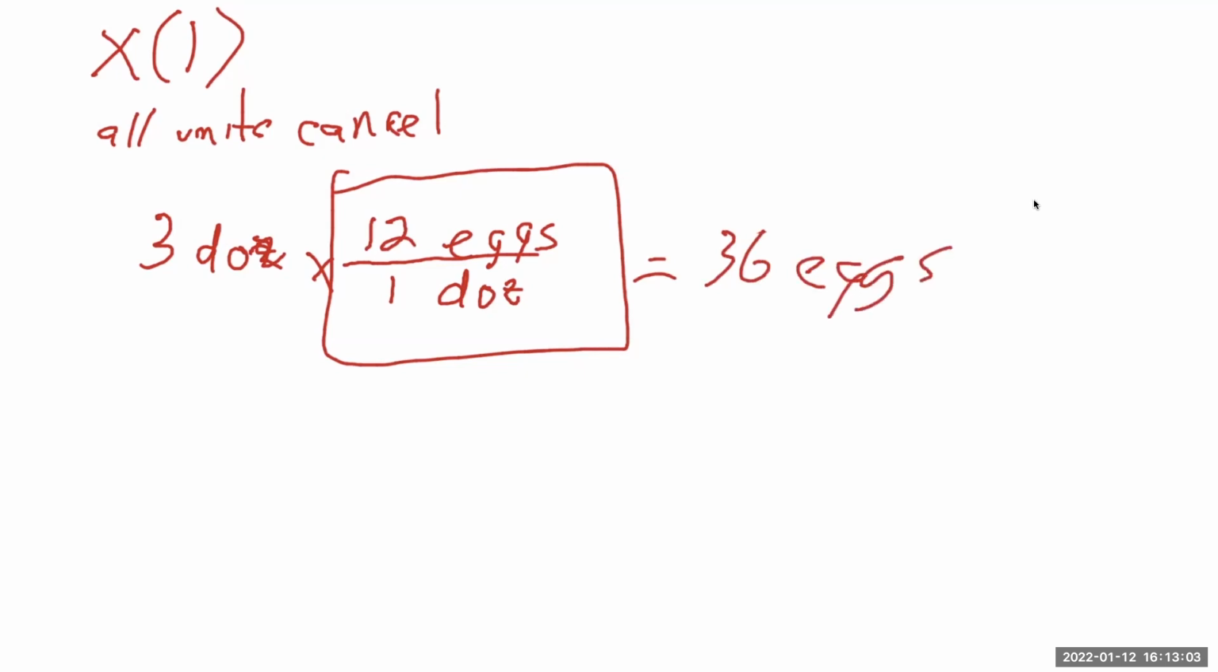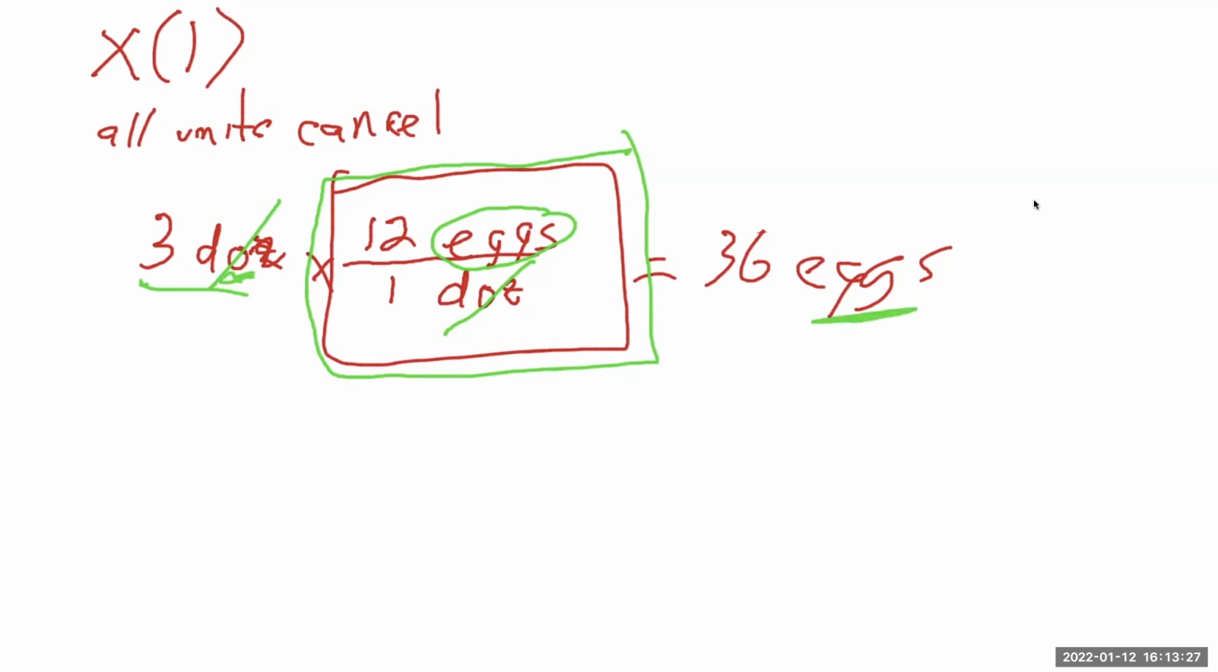I know you can do it in your head, but that's how we do it. You write down what you're starting with, 3 dozen. Draw a line, and then dozen on the bottom, so the dozens cancel, and you're left with eggs. And this unit here has to equal 1. 12 eggs equals 1 dozen eggs. It's the exact same thing, right? So all we've done is convert dozen into eggs. The value is still the same. 3 dozen is still 36 eggs.